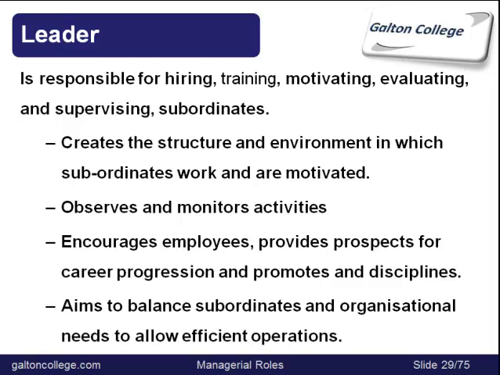And the leader aims to balance subordinates and organizational needs to allow efficient operations. Workers have requirements. Requirements not to be worked too hard. Requirements to have time off. Requirements to have a good working environment. And the organisation has needs to get the output through. So there is a balance to be struck. But the leader clearly has to meet legal requirements and make sure there is minimum standards so that the employees are safe and have a decent working environment.